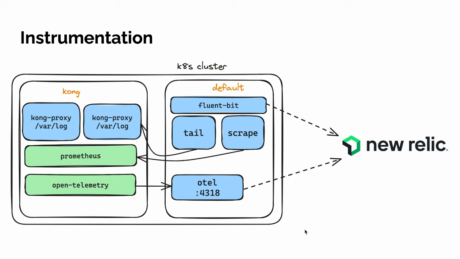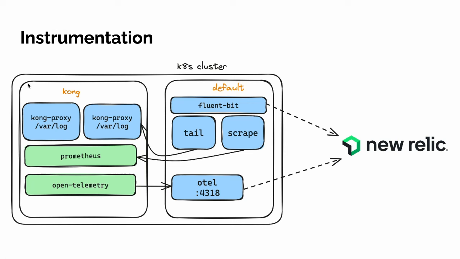Let's see how we are going to instrument Kong API Gateway with all the observability tools that we have integrated. So in this topology, I have installed Kong in hybrid mode, which has a Kong control plane and the Kong data plane. The Kong data plane is the place where all your runtime traffic will be coming, where the API requests are served, and all your metrics are being captured.